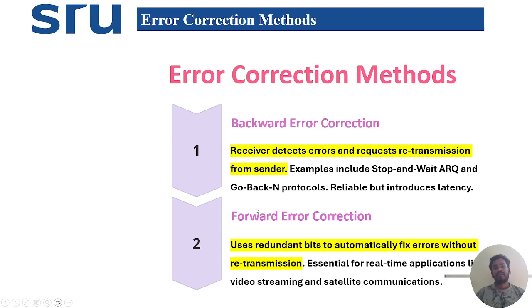For the next category, forward error correction, we use the redundancy bits to automatically fix the error without retransmission. We use this in real-time applications like video streaming and satellite communication, where we add the redundancy bits before sending the data. In the case of backward error correction, the simplest method is stop and wait while transferring the data to get more reliable data.